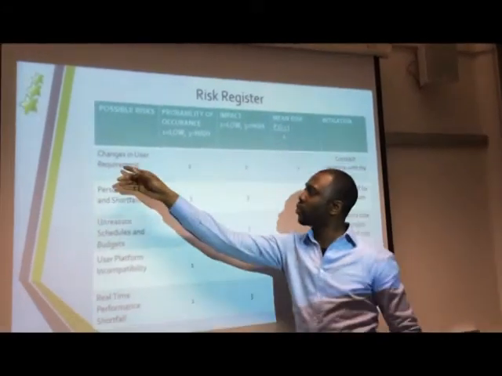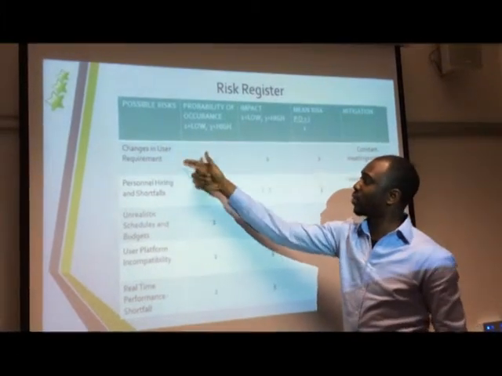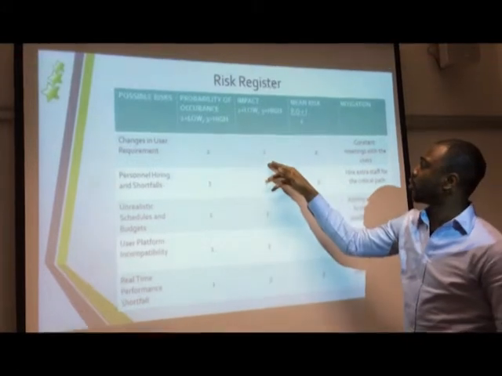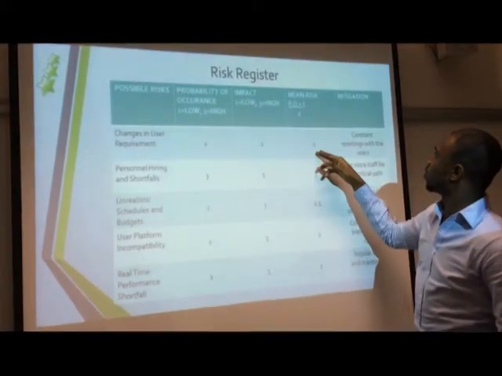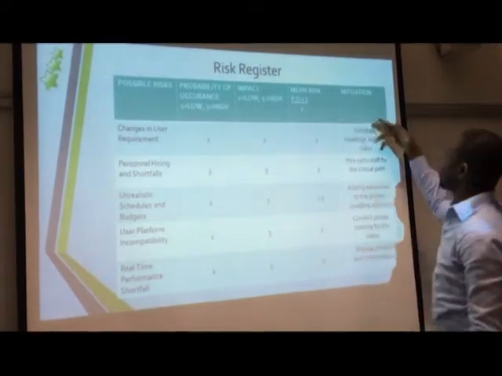Let's start with the first one, which is the change in user requirement. The probability of a change in user requirement is 2. The impact, if it happens, is 2. If you add the two of them, it's 4. 4 divided by 2 is 2. To take care of this risk, we hold constant meetings with the users.